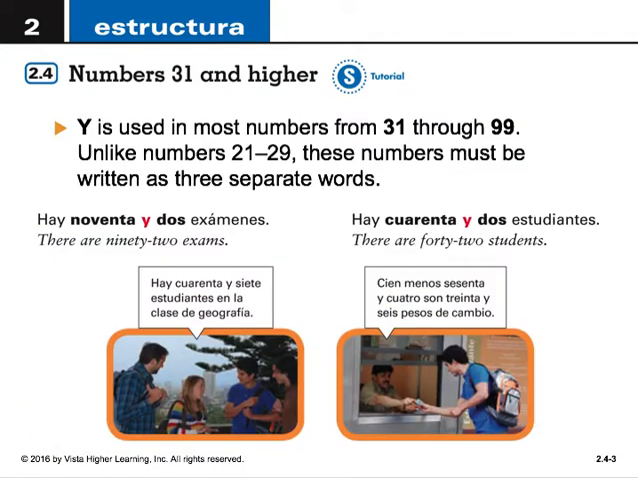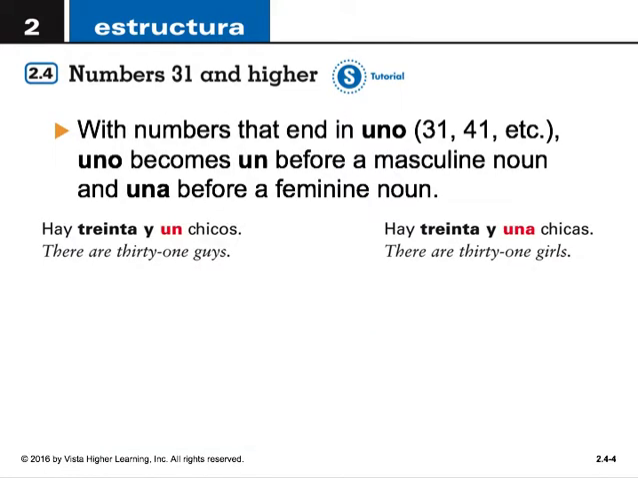We'll look at that. So y, meaning and, is used in most numbers from 31 to 99. Unlike the numbers 21 to 29, these numbers must be written as three separate words, as they are three separate words. Por ejemplo, hay 92 exámenes. There are 92 exams. O hay 42 estudiantes. There are 42 students. Otro ejemplo, hay 47 estudiantes en la clase de geografía. Or 100 menos 64 son 36 pesos de cambio.